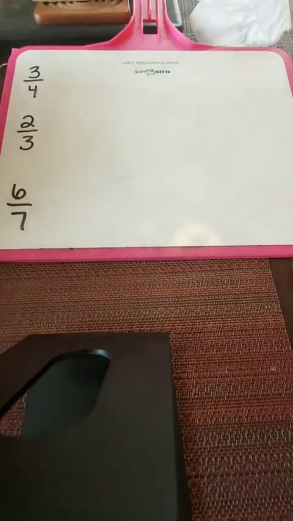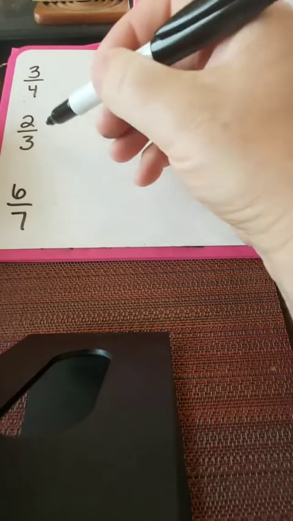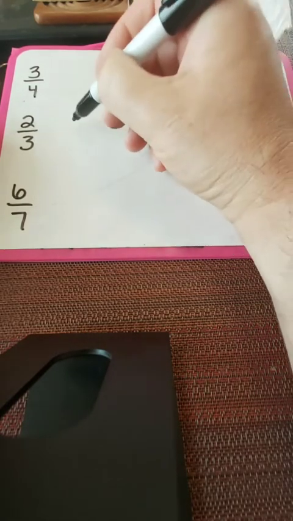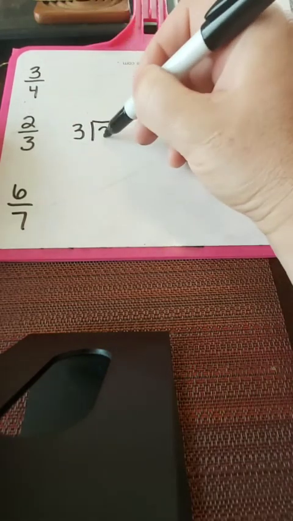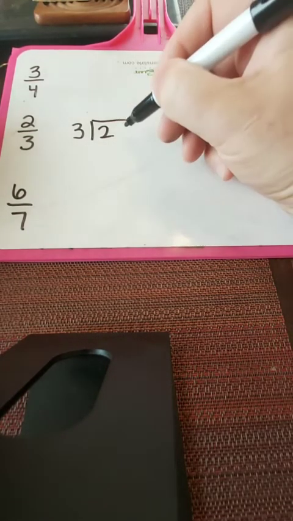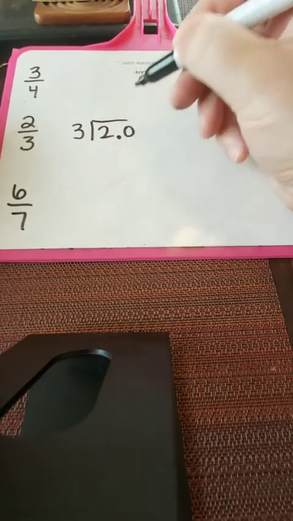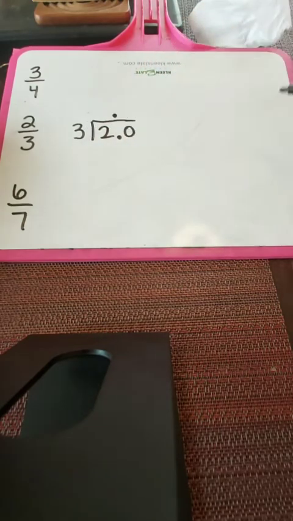Our next problem is 2/3. Now, if we follow the steps, we remember we're going to take our numerator, 3, divide it into our denominator, 2, and we cannot do that because 2 is smaller than 3, so 3 can't go into 2. So what do we do? We add our decimal and our 0, and we bring our decimal up.